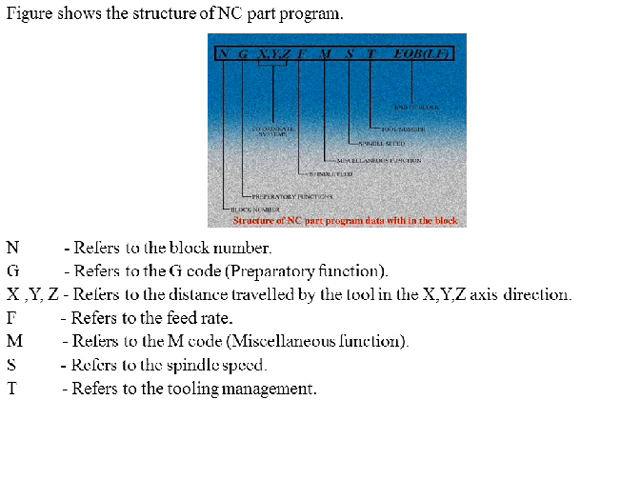The addresses X, Y, Z refer to the distance traveled by the tool in the X direction, Y direction and Z direction. The address F refers to the feed rate and M refers to the miscellaneous function or M code. S indicates the spindle speed and T indicates the tool number or the tooling management. And the last one we can see in the block is the end of block. So this is the structure of an NC part program in a block.